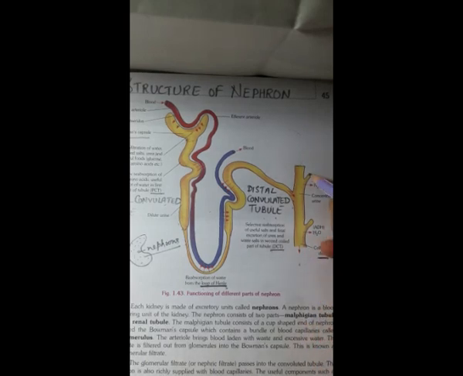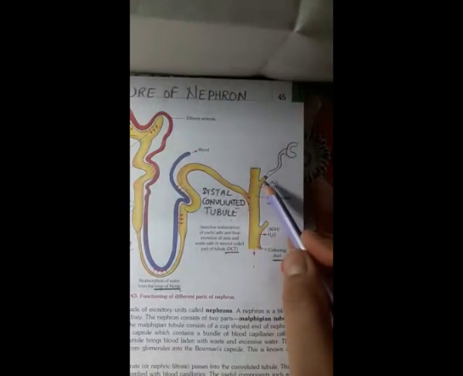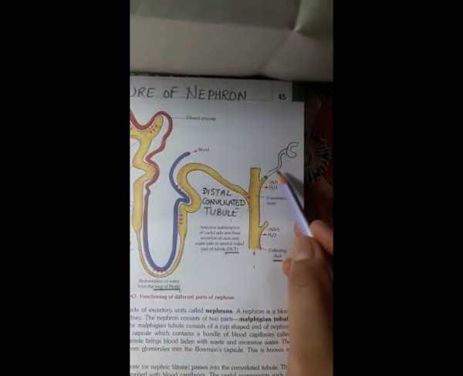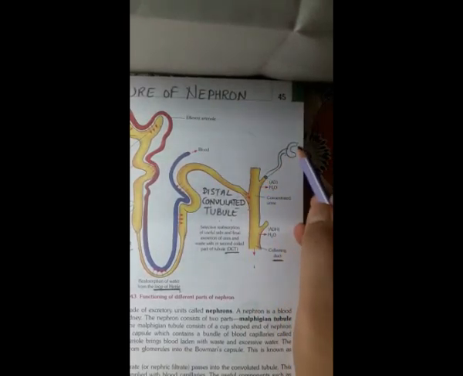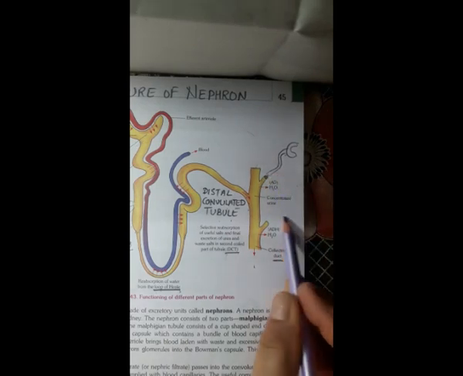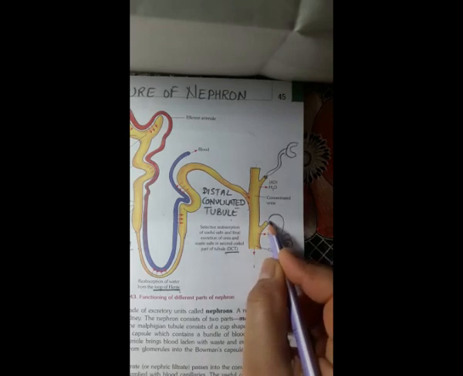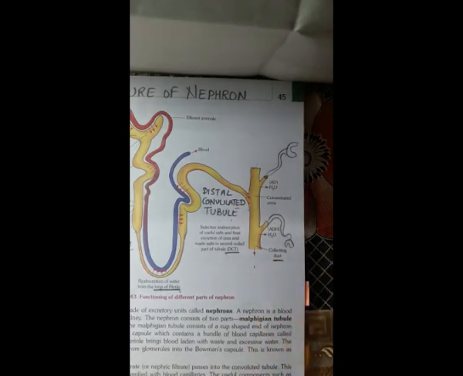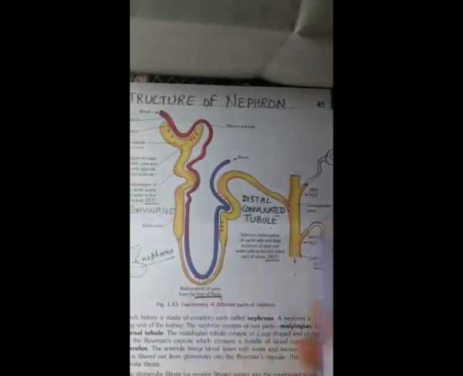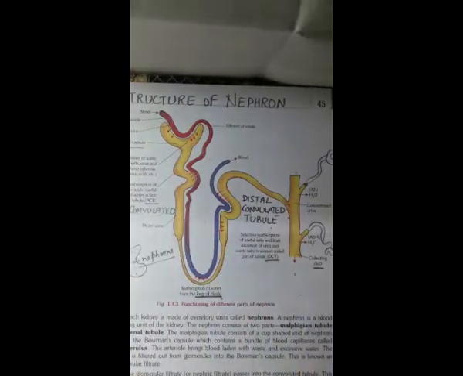This collecting duct is connected to many other nephrons, right? So I have made it in a very short view. As you can see, other nephrons open again into this small collecting tubule. So children, this was the structure of a nephron.